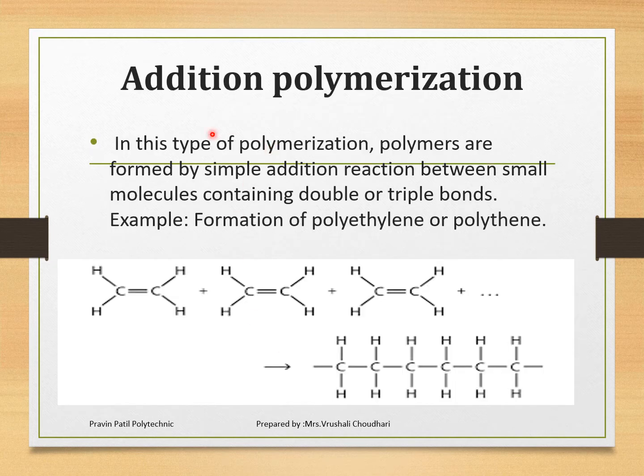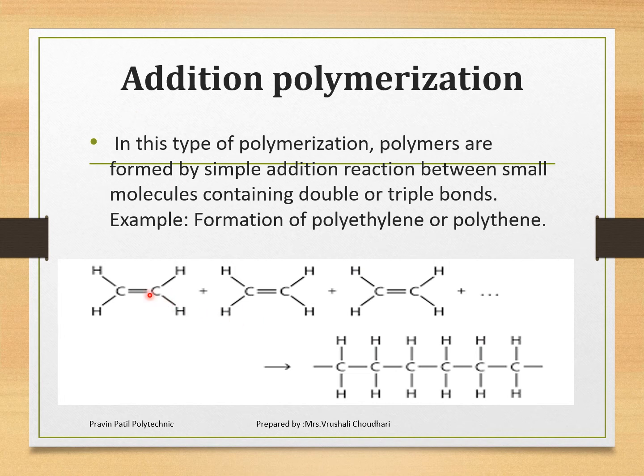Addition polymerization. In this type of polymerization, polymer is formed by addition of small same monomers containing double bond or triple bond without elimination of any water molecule or small unit. It's called addition polymerization.